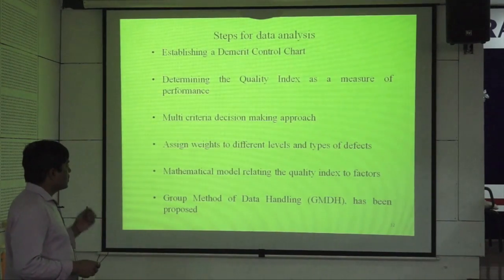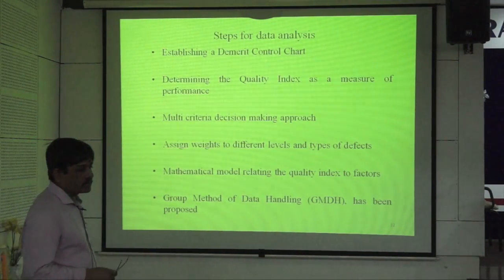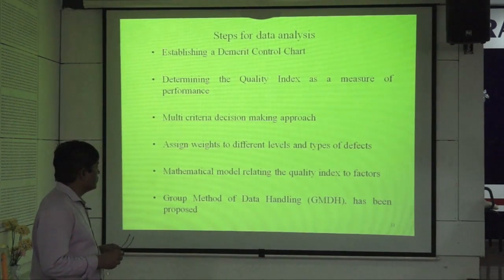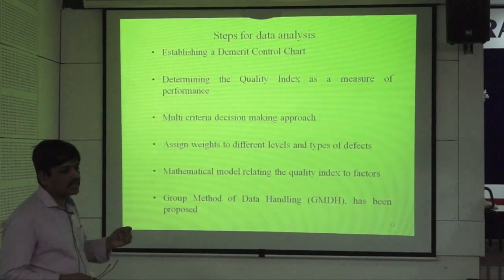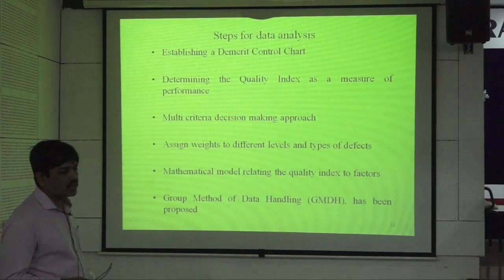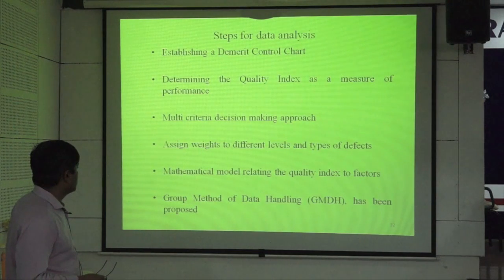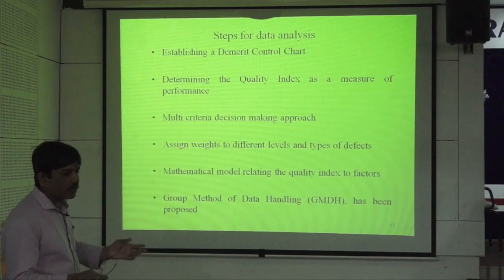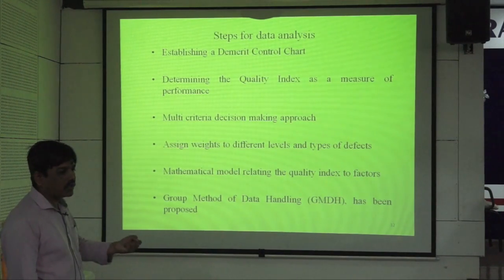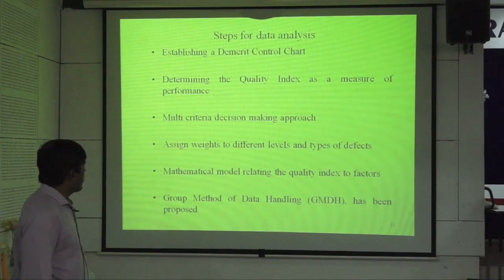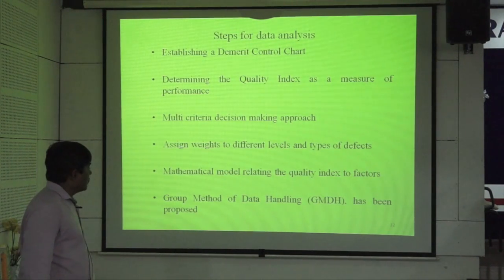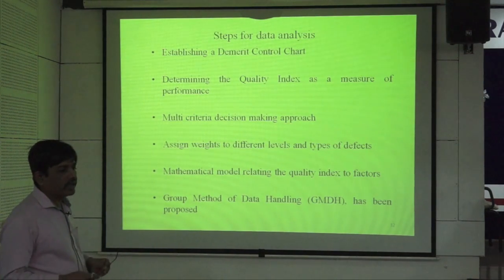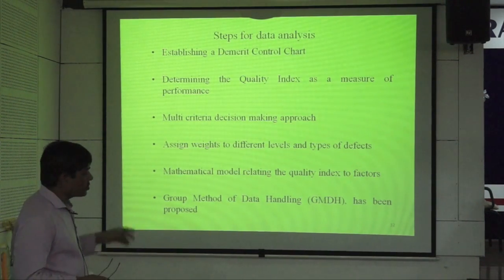The second was, after determining the quality index, we wanted to determine the level of seriousness of the different variables which are leading to these defects. This is a typical multi-criteria decision making process, so there are a number of parameters involved. We wanted to know which are important and which are less important. And third, once we determine the quality index, we should have some model by which we can relate this quality index with the causes. So that was our third step.